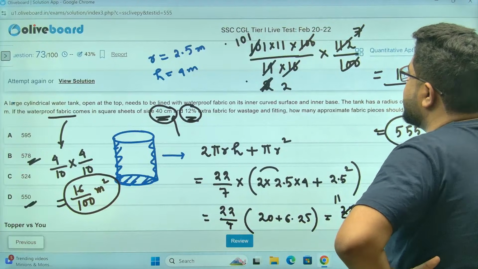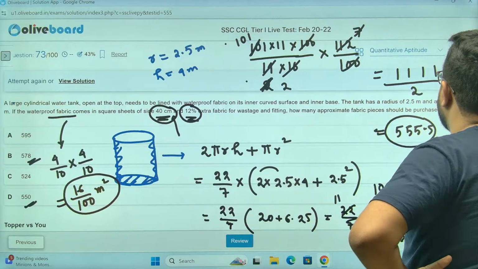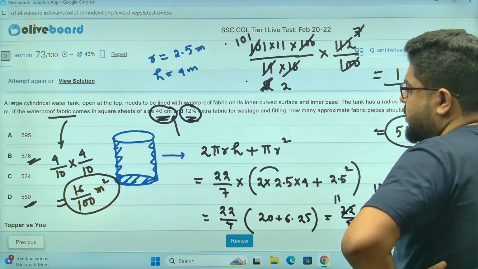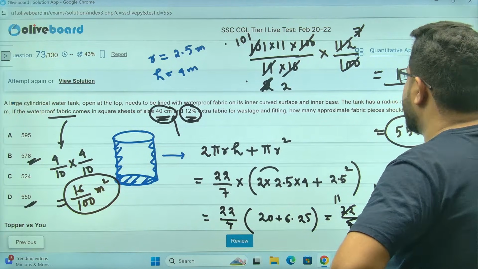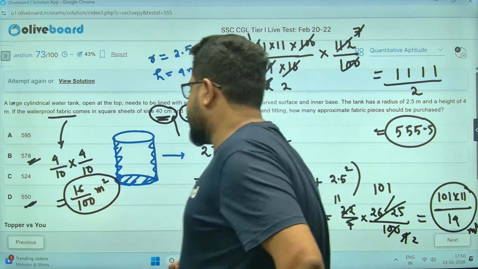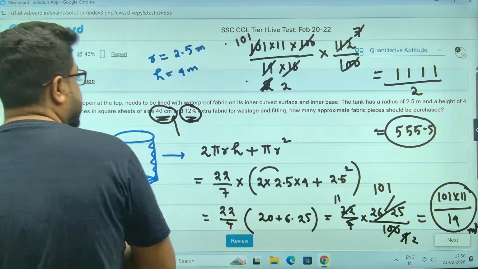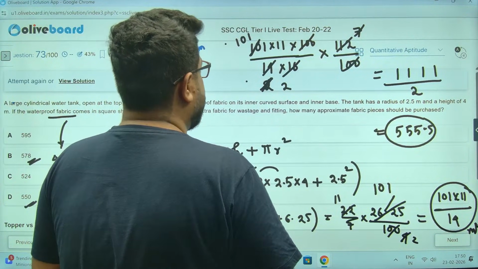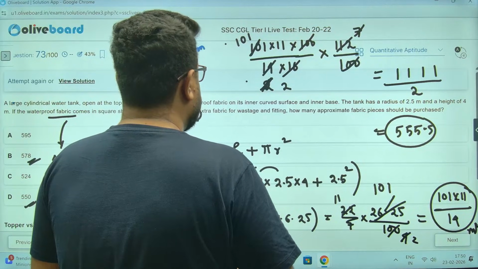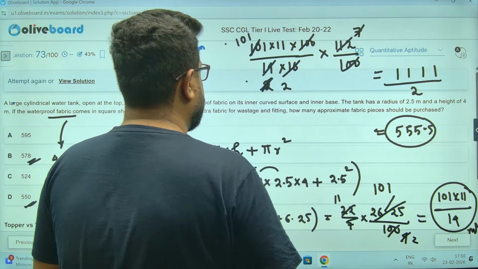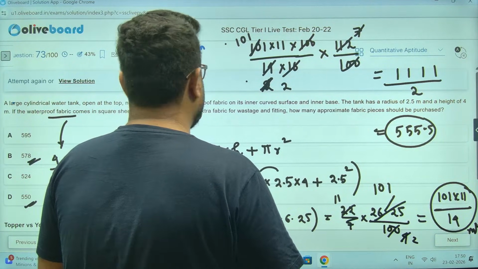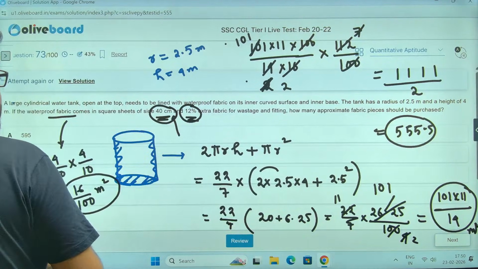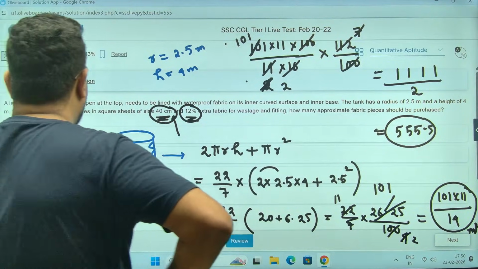One plus 0, 0. Approximate fabrics we will require. Acha, fabric pieces will be required, na? Have I made any error? Ruko, sir.